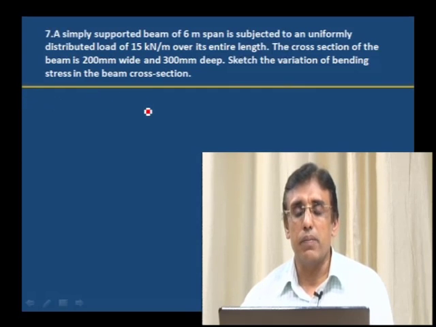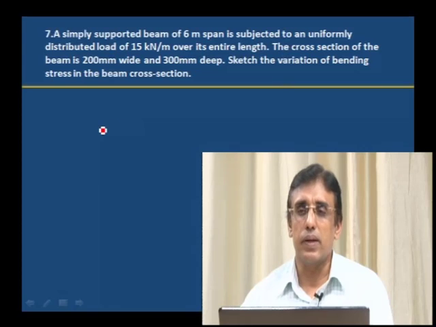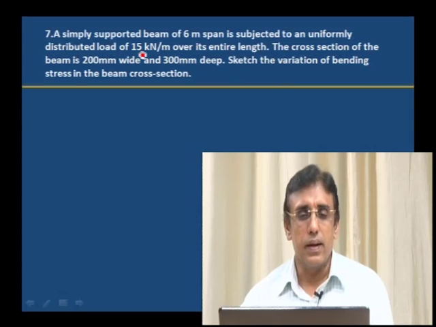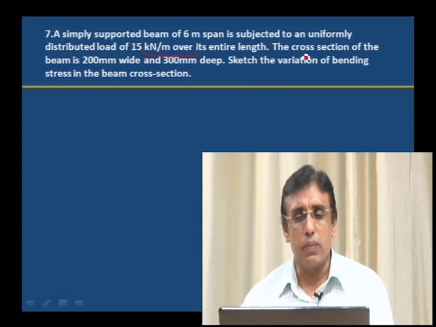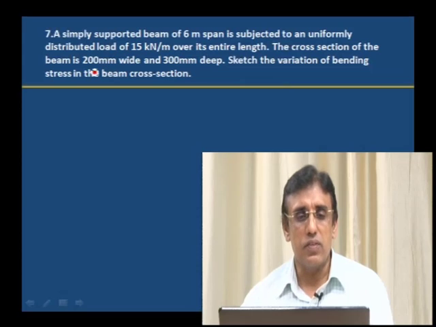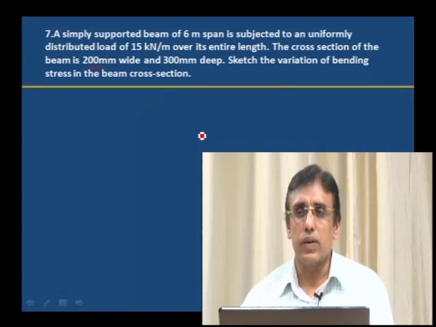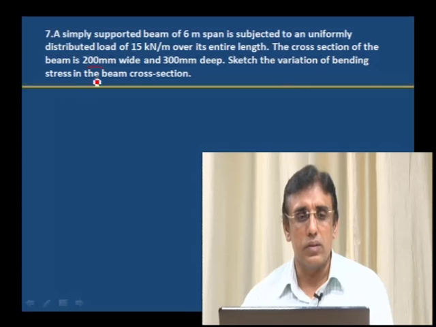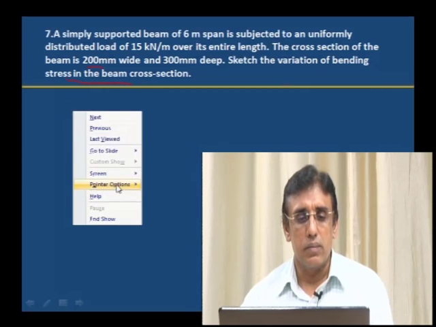When a simply supported beam carries a UDL throughout its span, maximum bending moment will be WL square by 8. Let us see here 15 kilonewton per meter over entire span. The cross section of the beam is 200 mm wide and 300 mm deep. Size of the beam is given as 200 mm wide and 300 mm deep. Sketch the variation of the bending stress in the beam cross section. We have to find the value of bending stress at the two ends and sketch the bending stress distribution.